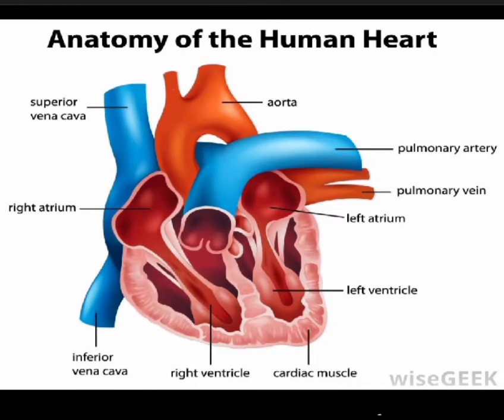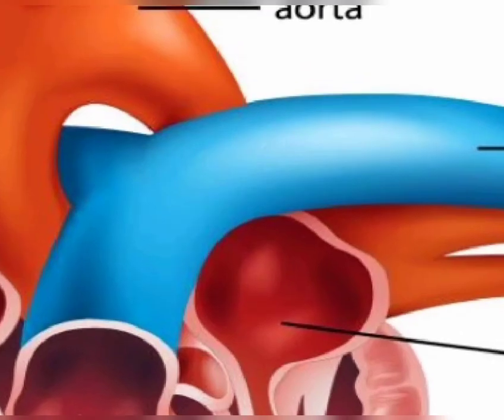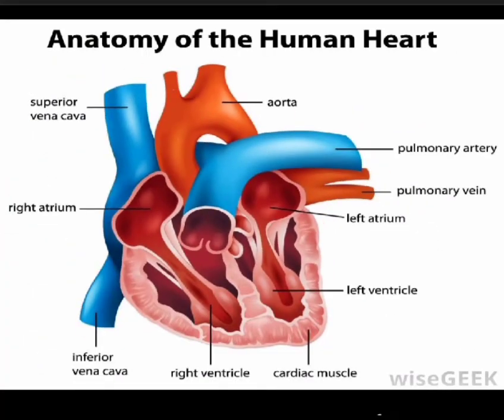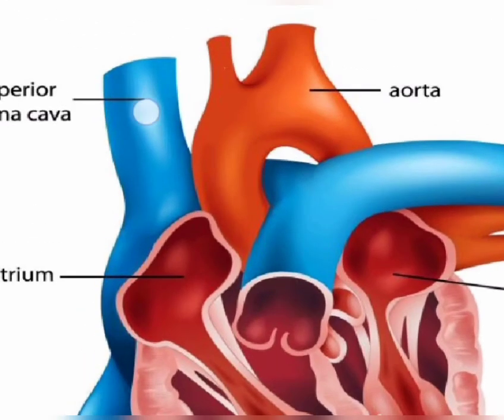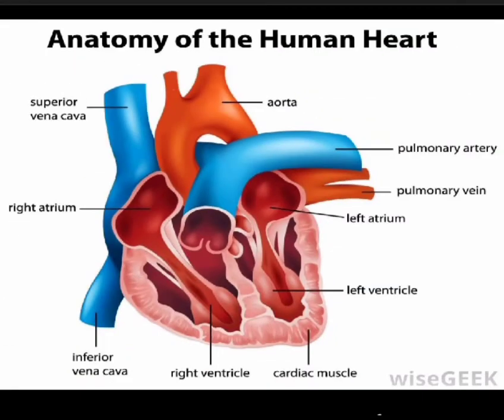Now, this is a simplified diagram of the heart. The blue section indicates the part of the heart where deoxygenated blood flows into the heart, and the red section indicates where oxygenated blood fills. From this side, we have the superior vena cava. Beneath it, we have the inferior vena cava.